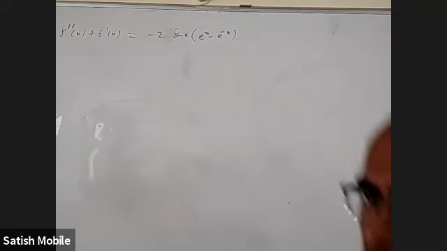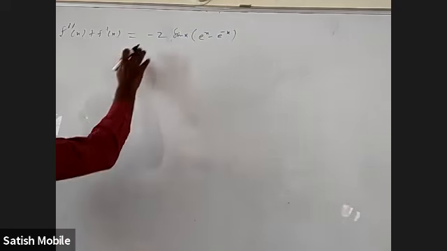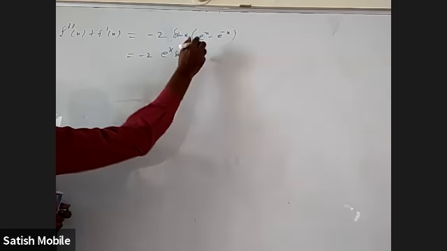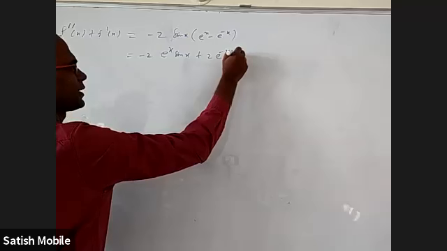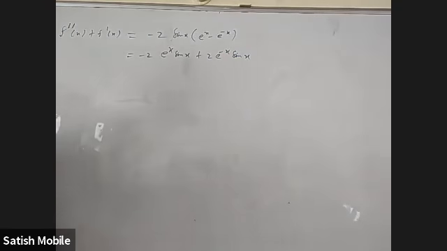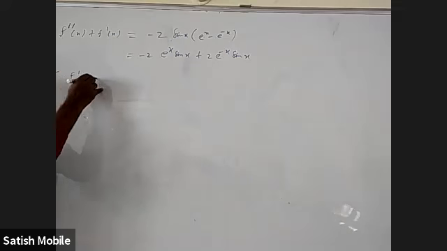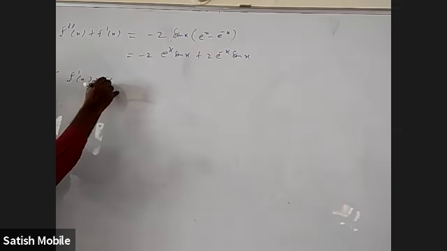Okay, is this right? What I wrote? Correct, no? Okay. So minus 2, this is e power x sine x. This is plus 2 e power minus x sine x. Now let us integrate it. You can just say integrate, I don't want to write the integral symbol. Integral of f double dash x is f dash x. Integral of f dash x is f of x.